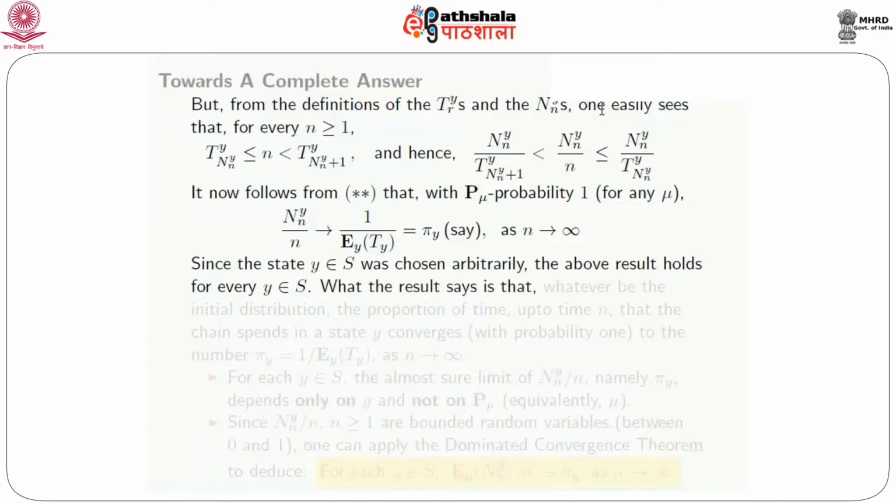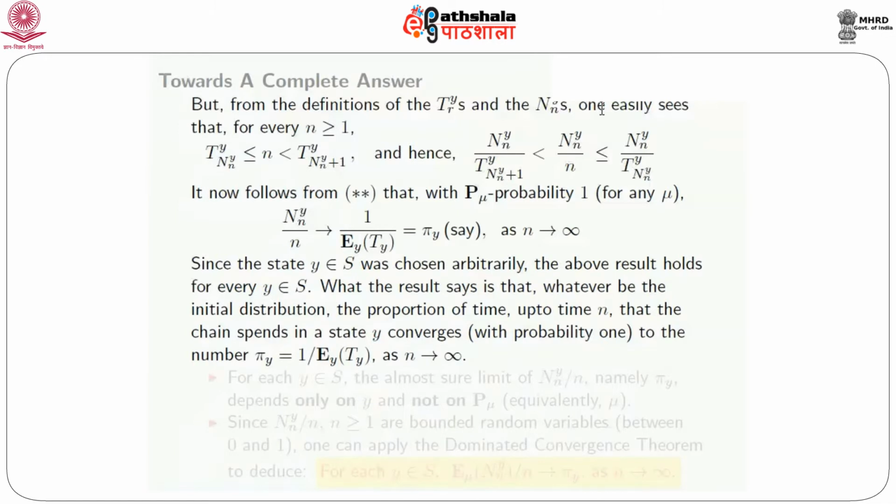What does this last result say? Let's try to understand that. What this result says is that whatever be the initial distribution, the proportion of time up to time n that the chain spends in a state y converges with probability 1 to a number π_y as n goes to infinity. So it doesn't matter what the initial distribution is: you fix a state y, look at the proportion of time that the chain spends in y up to time n, then as n becomes larger and larger, this proportion goes to a fixed number called π_y. And π_y is just the reciprocal of E_y T_y.